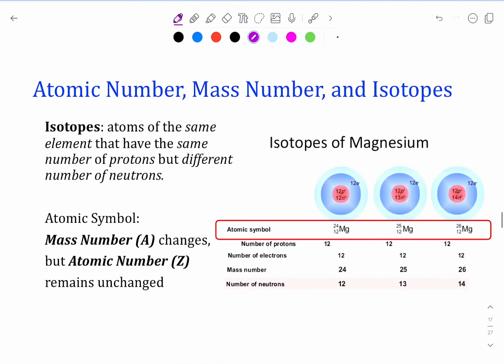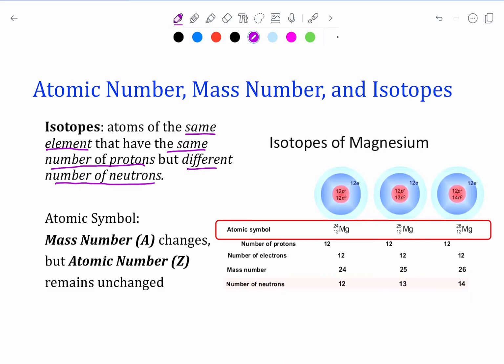So, isotopes are atoms of the same element. Same element. So if they are the same element, they have the same number of protons, but they differ in their number of neutrons. So in order for it to be the same element, we have to keep our protons the same, because if we change the protons, we change the element. But these isotopes will differ in how many neutrons they have.